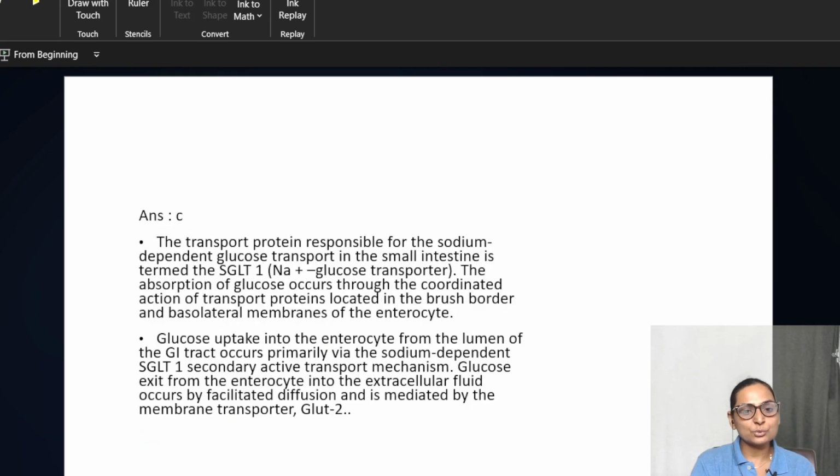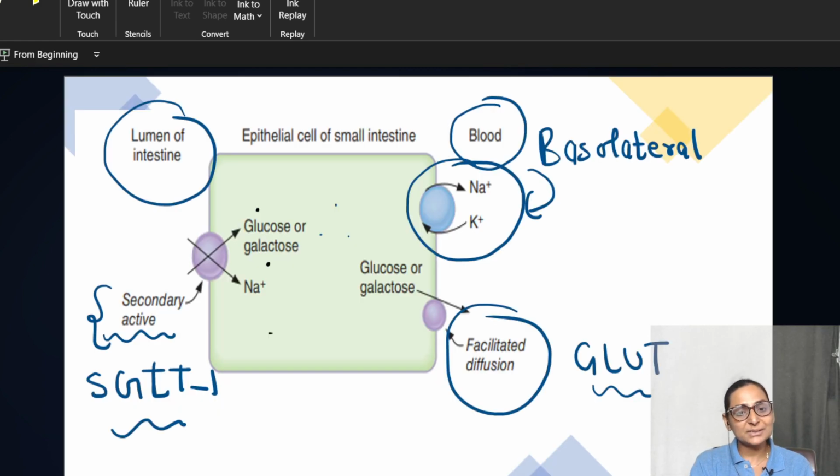You can also go through the explanations for your further understanding. But for now, this is all for this MCQ. Remember, this topic is important for physiology as well as biochemistry and clinical based questions. You can get a correlation with your pediatrics.